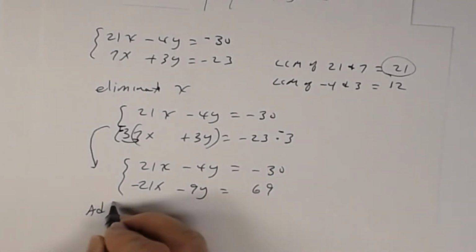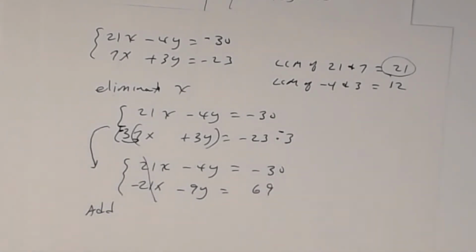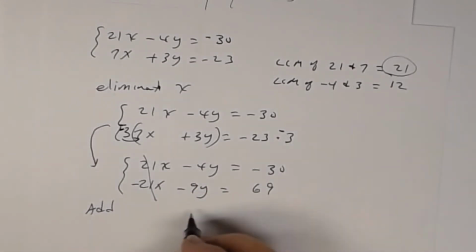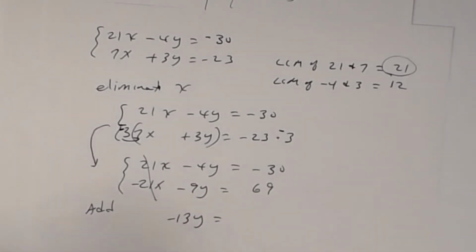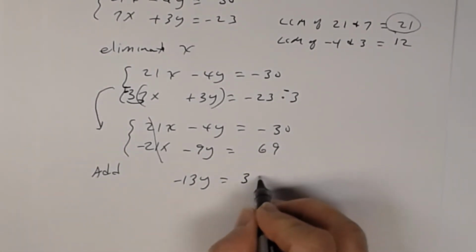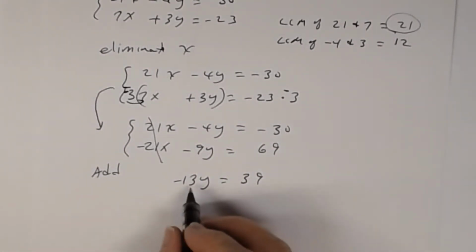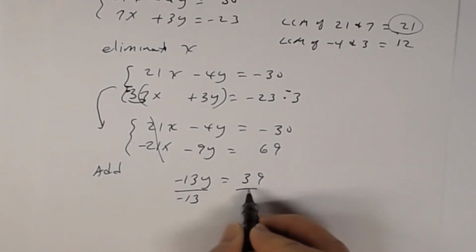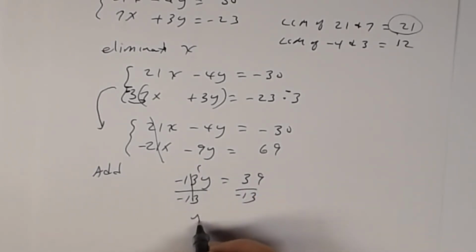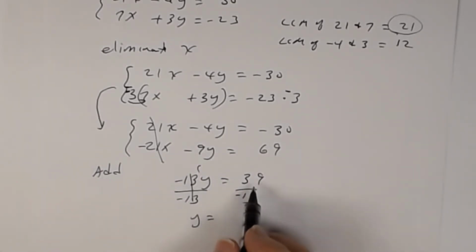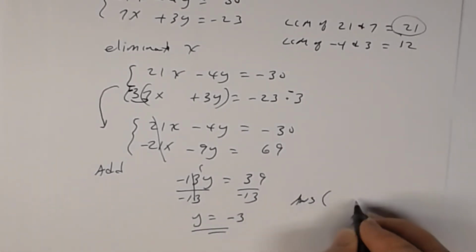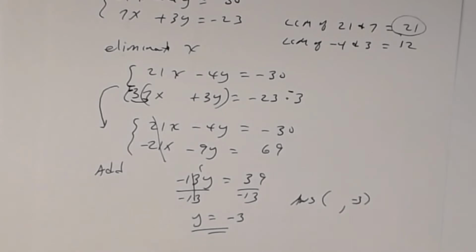Now we can add, right? Because when I add, the x's are eliminated. A negative 4y and a negative 9y is negative 13y, and a negative 30 and a positive 69 is a positive 39. Then you see I only have one equation with one variable, so I divide both sides by negative 13, and I get my y coordinate: 39 divided by negative 13 is negative 3. So part of my answer, I know my y coordinate is negative 3.